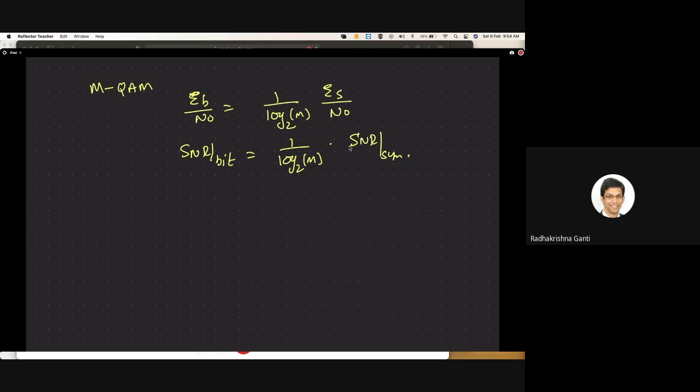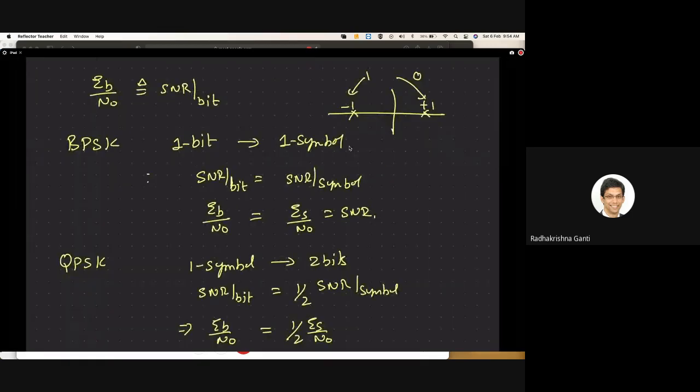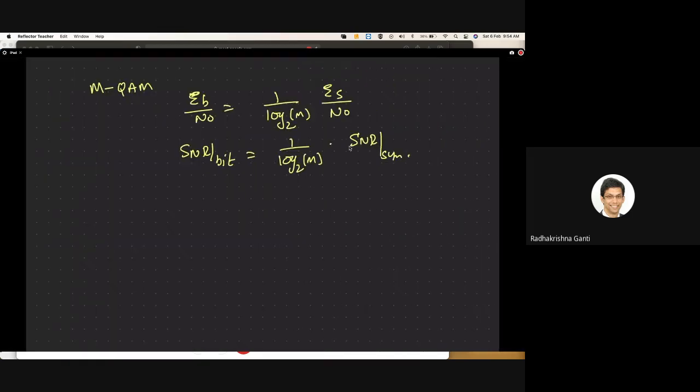The reason I'm introducing Eb/N0 and other things will become clear. Essentially, when we compare two different modulations, it's better to use Eb/N0 rather than SNR in general. It will become clear in a minute. So now, this is what is meant by the definition of an SNR.